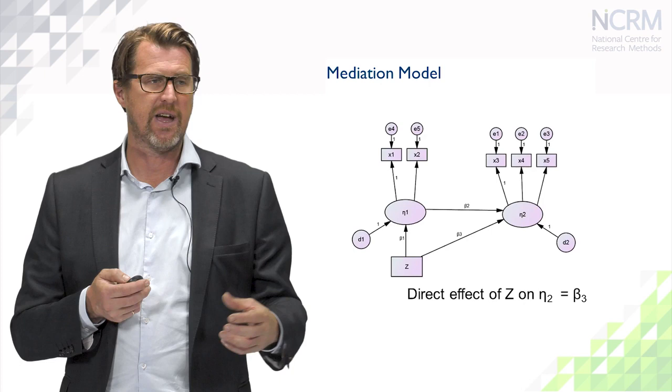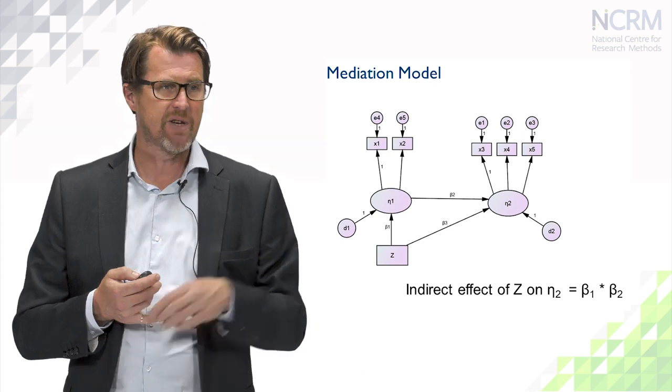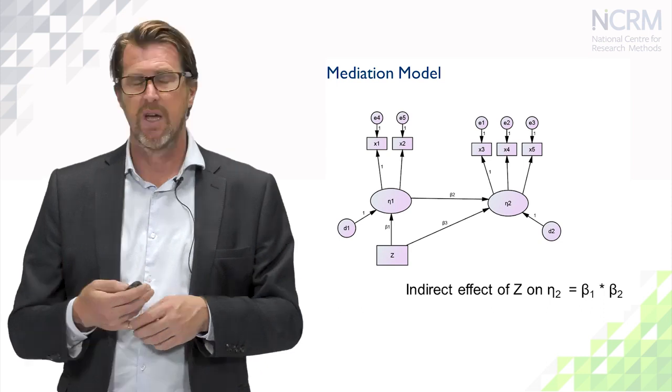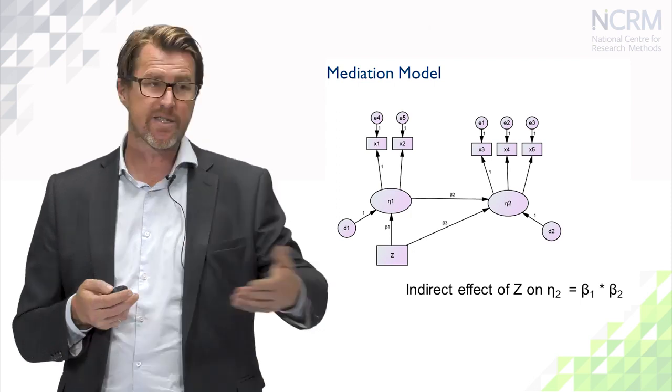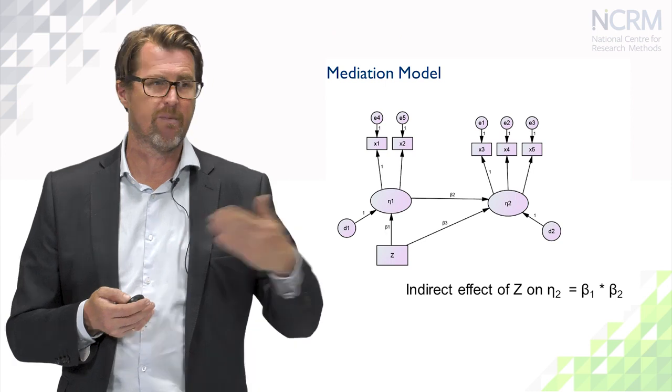But we can also estimate the indirect effect here because we've got the beta 1 coefficient of eta 1 on z and the beta 2 coefficient of eta 2 on eta 1. Now, if we take the product of those two parameters, then that will give us the indirect effect of z on eta 2. So that's how we can algebraically recover the indirect effect of one variable on the other, by taking the product of the two beta weights.